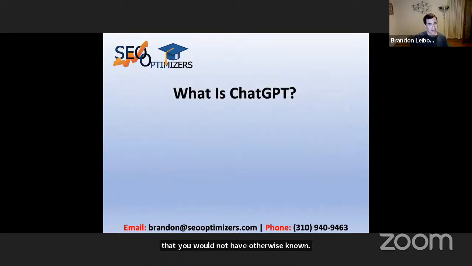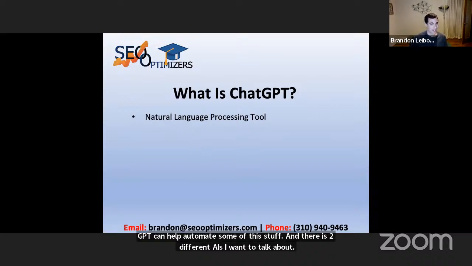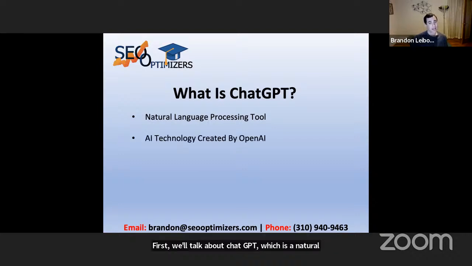And then a little bit about AI, since I've talked a lot about SEO already, but AI or ChatGPT can help automate some of this stuff. And there's two different AIs I want to talk about. First, we'll talk about ChatGPT, which is a natural language processing tool. And the biggest thing about ChatGPT is who created ChatGPT. OpenAI created ChatGPT. Who is OpenAI? Microsoft, which is Bing. So Bing owns ChatGPT. And if we're doing SEO, I don't care about Bing.